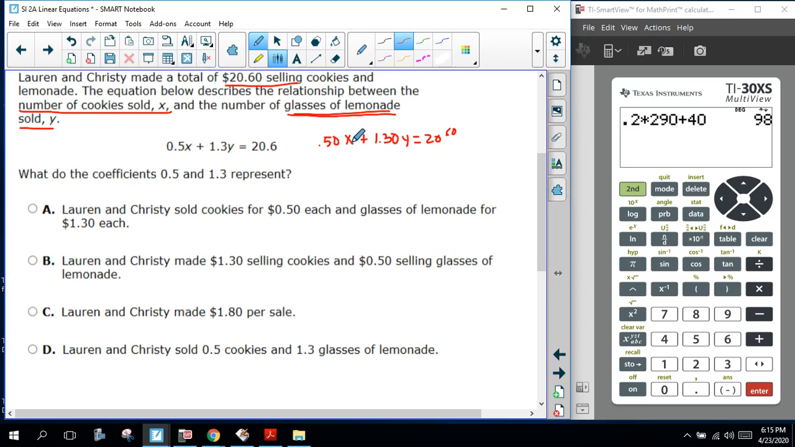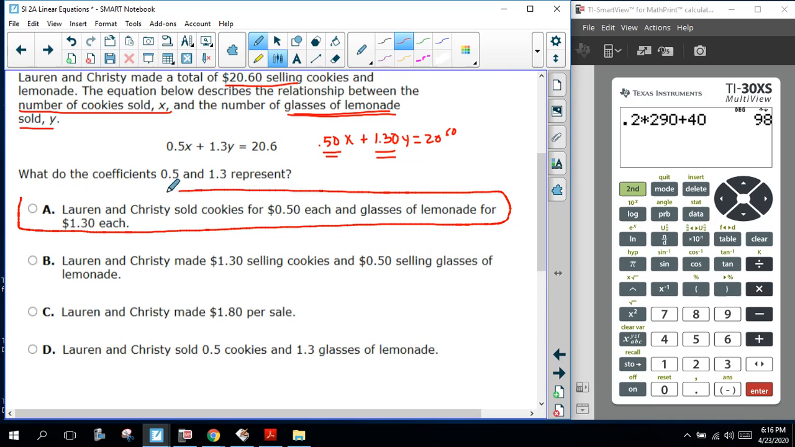So it was 50 cents per cookie sold plus $1.30 per glass of lemonade sold, and their total profit for the day at their little stand was $20.60. What did the two coefficients of 0.5 and 1.3 represent? Oh, we've already talked about this. 50 cents, $1.30. It is how much for a cookie and how much for a glass of lemonade. So Lauren and Christy sold cookies for 50 cents, glasses of lemonade for $1.30. Not a bad day on the lemonade stand for those kids, bringing in $20.60 into their piggy bank.